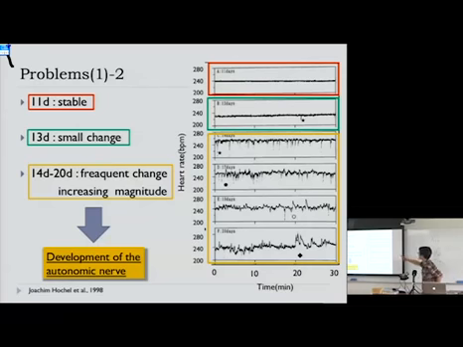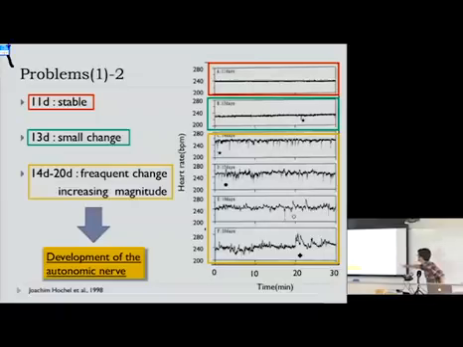Look at day 30: some fluctuation is happening, and on day 40 a sudden drop is happening, and after that a sudden drop and a sudden rise also happen. This fluctuation is happening because of the development of the autonomic nerve.